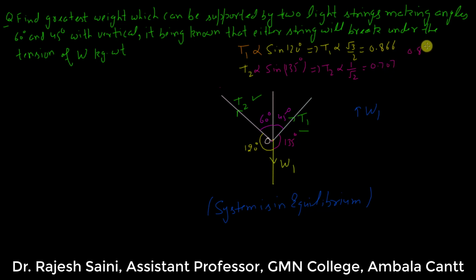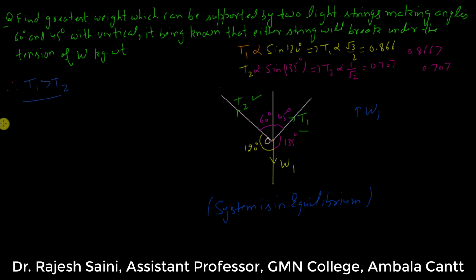Obviously 0.866 is greater than 0.707. So therefore it is clear that tension T1 is greater than T2. So whenever the breaking point is reached, it will be reached firstly by T1. So that W kilogram weight will come first in T1, not in T2.